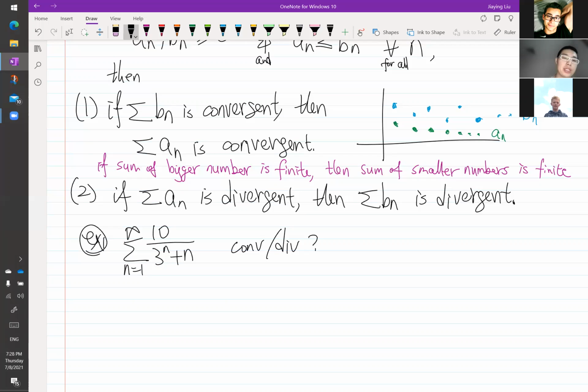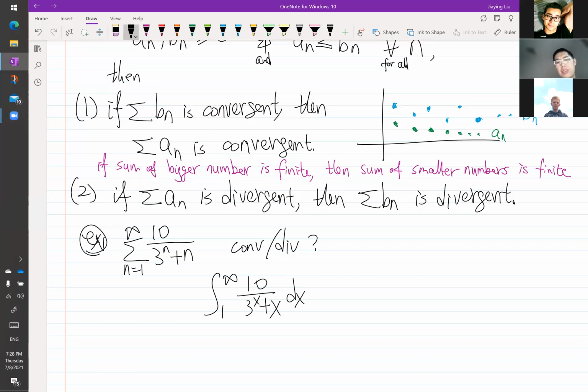You can try to use the integral test, but I'm not sure how easy it is to integrate. I'm going to erase this in a second. I don't know how easy it is to integrate 10 over 3^x plus x dx. I think it's a little bit challenging if you try to integrate that.